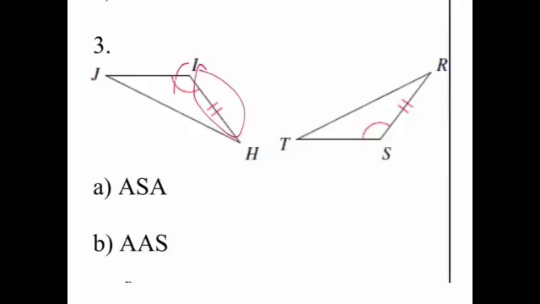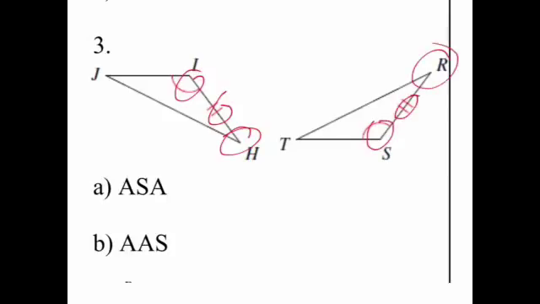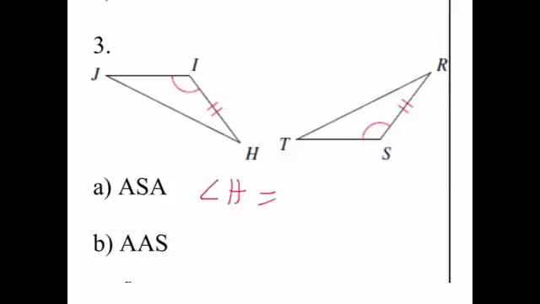We have a side and an angle, side and an angle. We want angle, side, angle. So angle, side, angle, angle, side, angle. We need H and R to be congruent to each other. So it's angle H congruent to angle R.